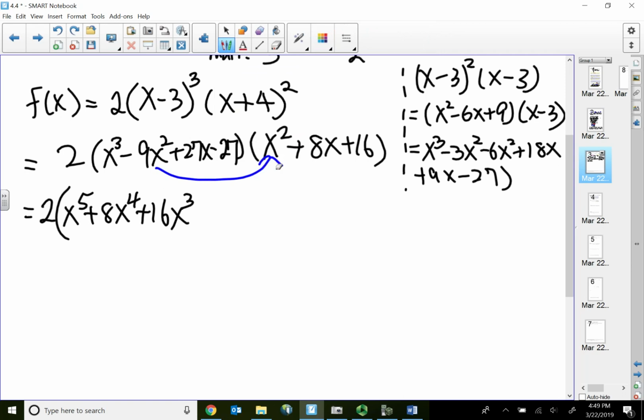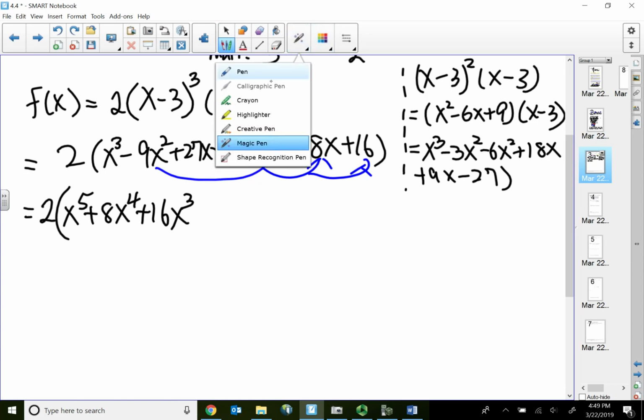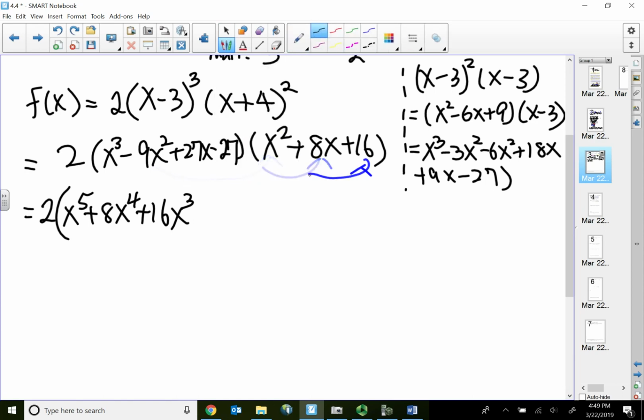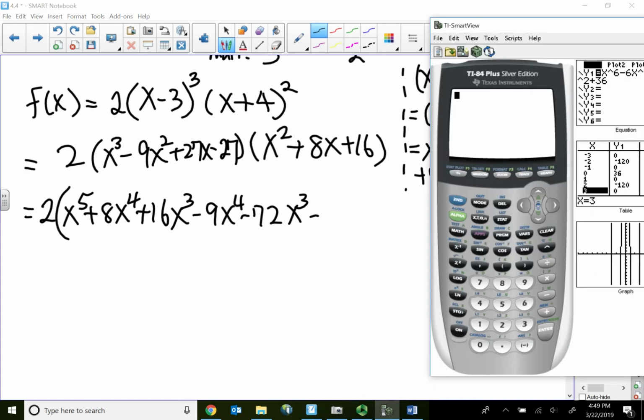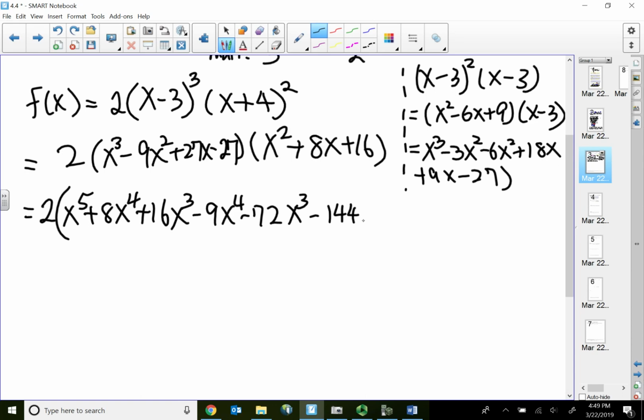Negative 9x squared times these 3 terms. It sure bothers me when I see that sign right there. Negative 9x squared times x squared is negative 9x to the 4th. Negative 9x squared times positive 8x is negative 72x to the 3rd. Negative 9x squared times positive 16 is negative something x squared. 9 times 16 is 144. Negative 144x squared.